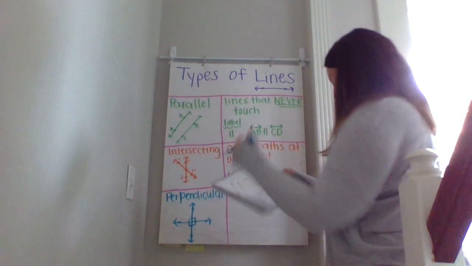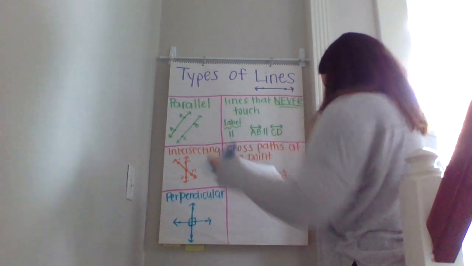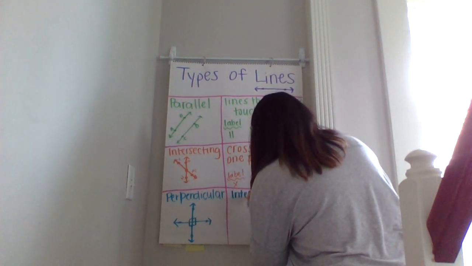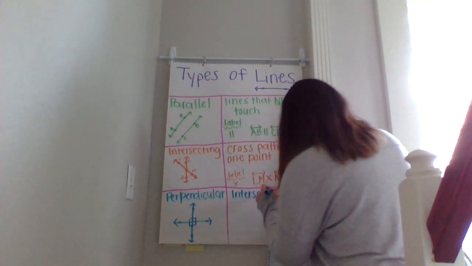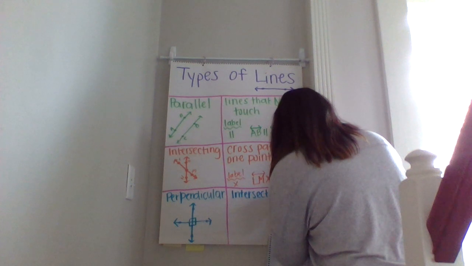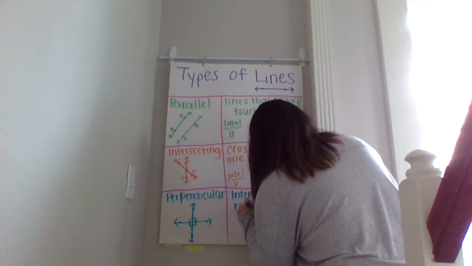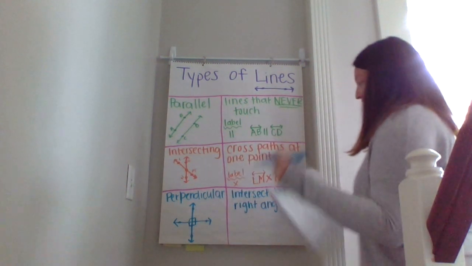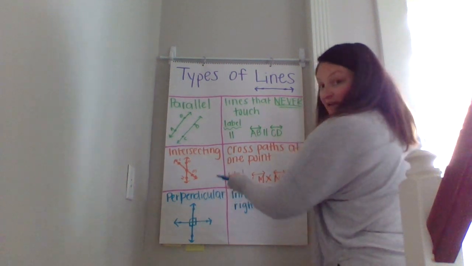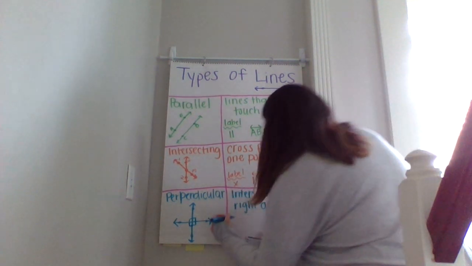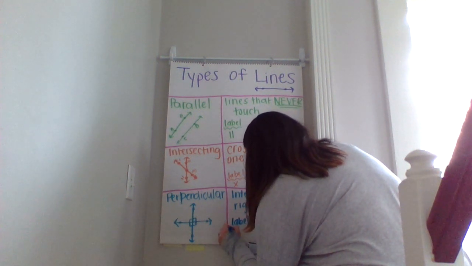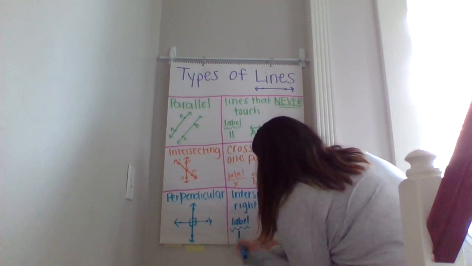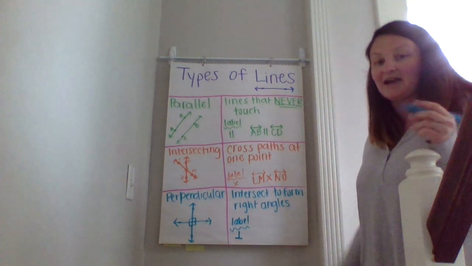Okay, so perpendicular lines intersect to form right angles. Okay, so they intersect to form right angles, and just like we've labeled parallel and intersecting, we have a label for perpendicular. So our label for perpendicular is an upside down T. So I'm going to put a line there and a line here. So it's an upside down capital T.